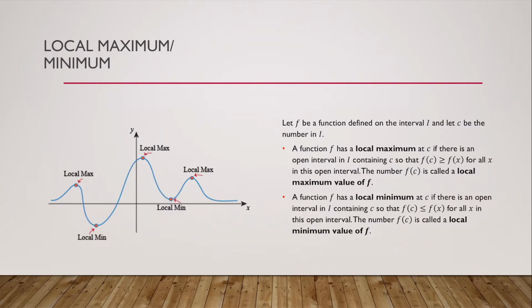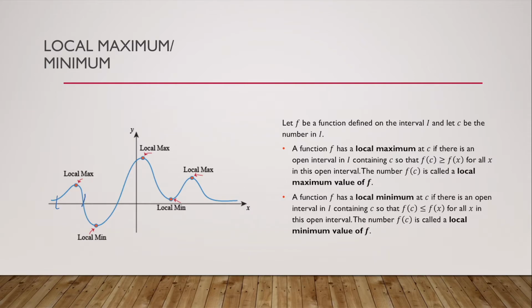Local minima and local maxima can tell us a lot about the graphs of functions. So let f be a function defined over an interval I and c be a number within that interval. A function has a local maxima at c if there is an open interval in I containing c such that f of c is greater than f of x for all x in this open interval, meaning this is the biggest y value in the interval. That's called a local maxima.